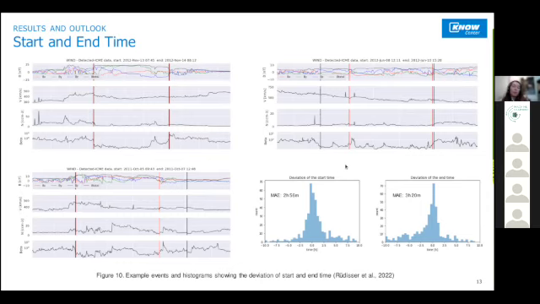Thinking about that, we possibly want to use this pipeline on an early warning system. This is already quite good. It's not perfect, but it's okay.